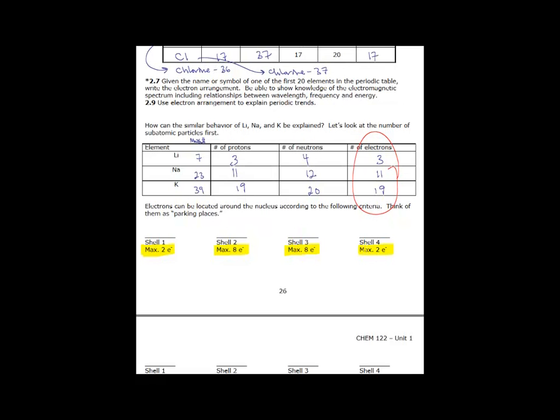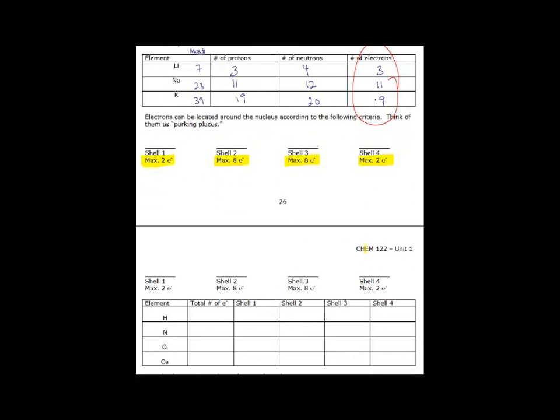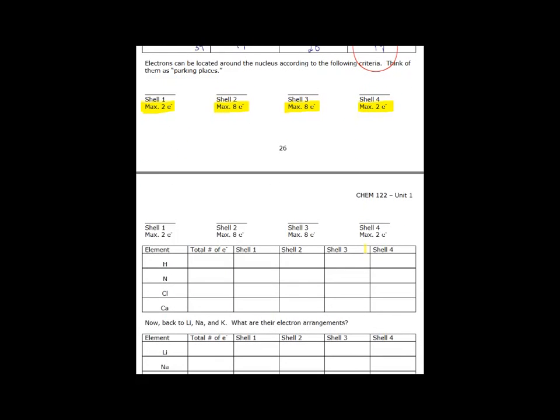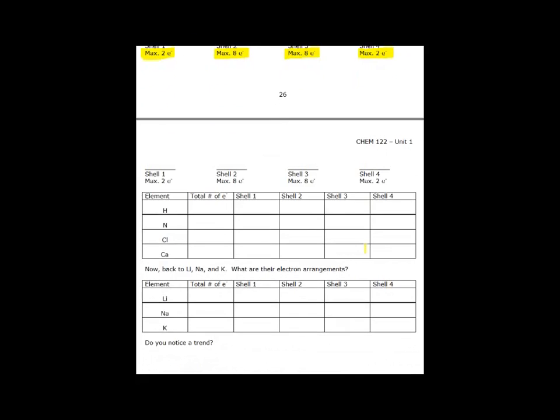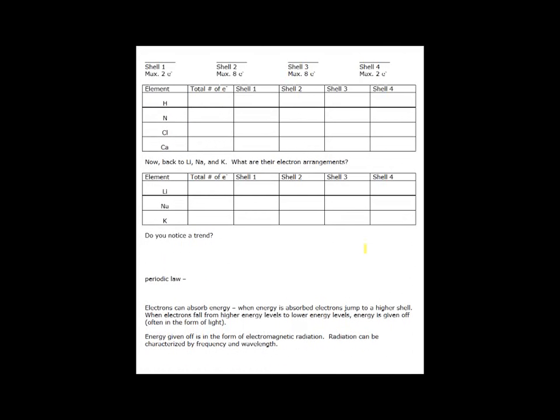Now, if you've taken chemistry before, you might have learned this electronic configuration a little differently than we are, like the 1s2, 2s2, all that. We're not going to get into the s's and the p's and the d's and the f's. We're just going to keep it very simple. So let's see how these alkali metals, how their electrons are arranged, and see if that explains the behavior.